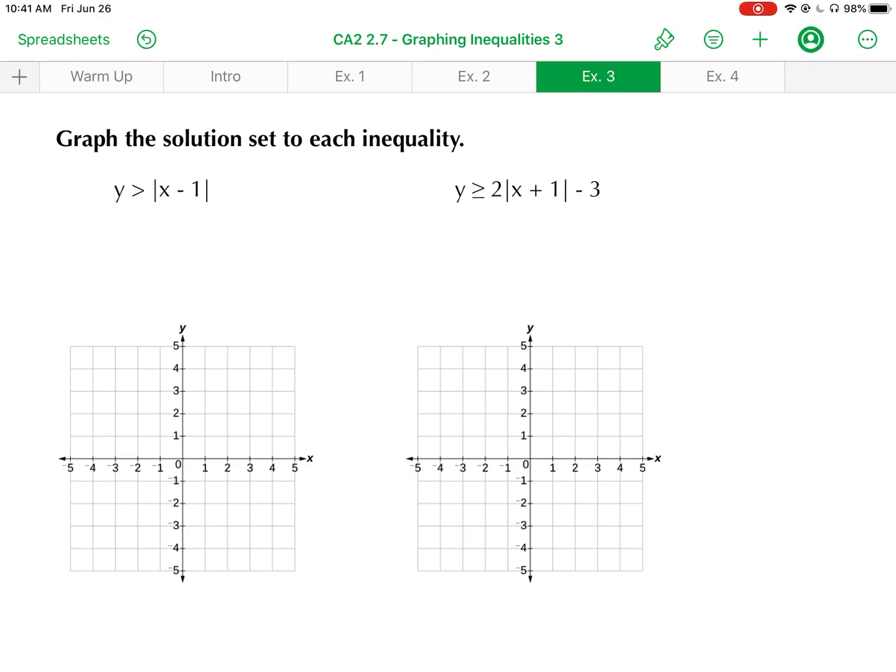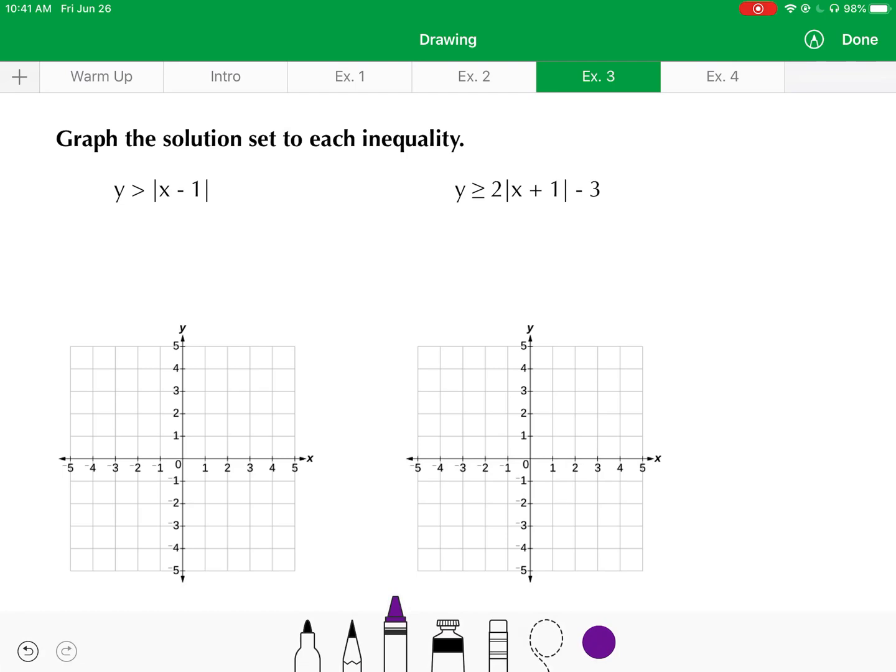We know that absolute value equations in two variables graph to be V's, right? So we're going to graph the V first, and then we're going to use a test point to decide where we should shade in relationship to that V, okay? So if y is greater than the absolute value of x minus 1, I'm going to start by identifying the vertex of the V. Okay, the vertex would be the point (1, 0).